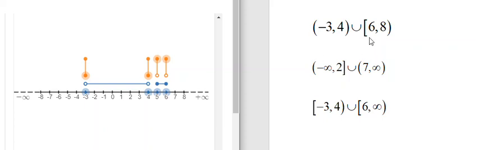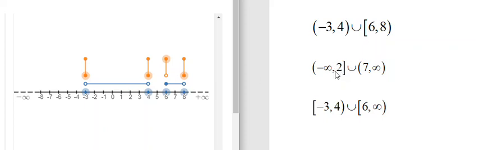And then I want to go from 6 to 8. So I'm going to move this one all the way to 8 like this, and then move this one to 6. And the 6 has a bracket, so that's going to correspond to a closed circle, which it already is. But the 8 has parentheses, so I need to turn that switch down to make it open. And so now you've graphed -3 to 4, both of them being parentheses, and then bracket 6 to 8 parentheses.